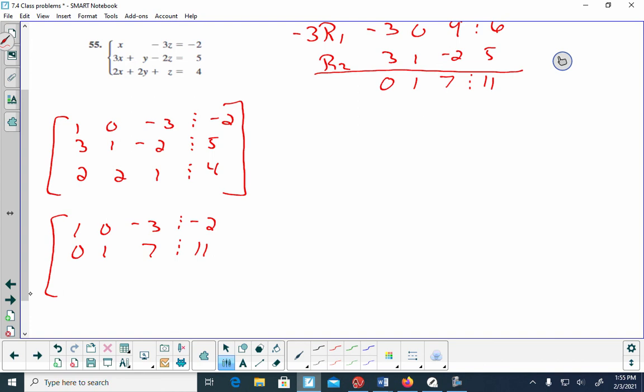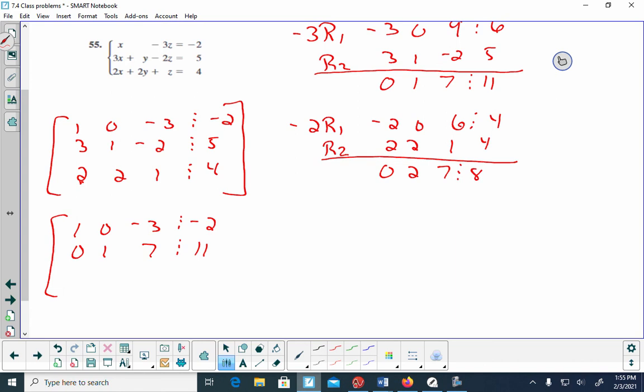And now, to eliminate this x here, I'm going to do negative 2 times row 1. So negative 2, 0, positive 6, positive 4. Adding row 2, I'm going to have 2, 2, 1, and 4. When I add those, I end up with 0, 2, 7, 8.